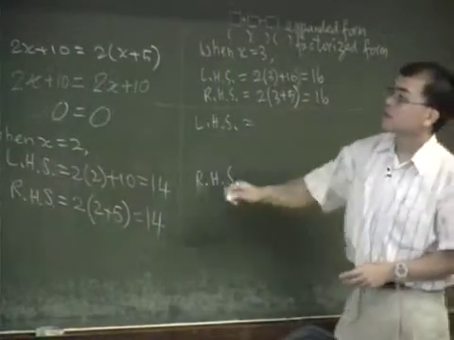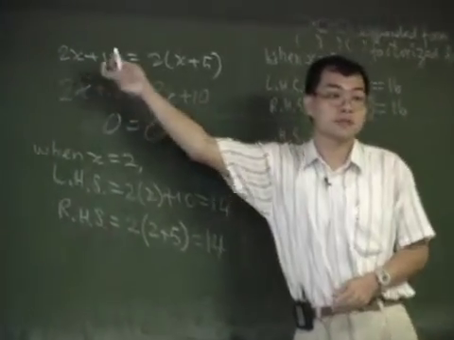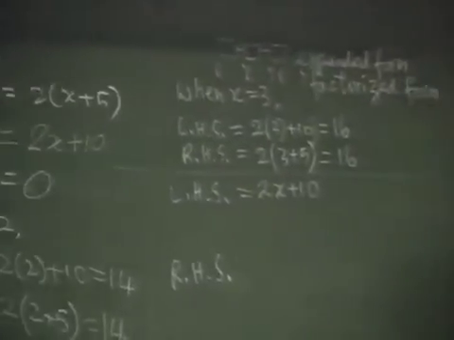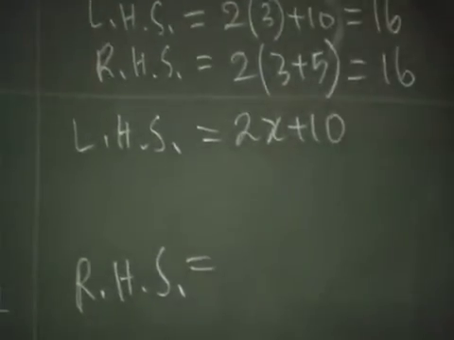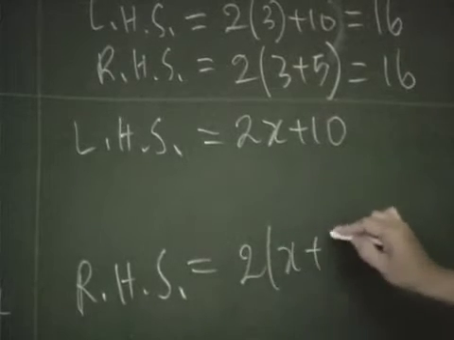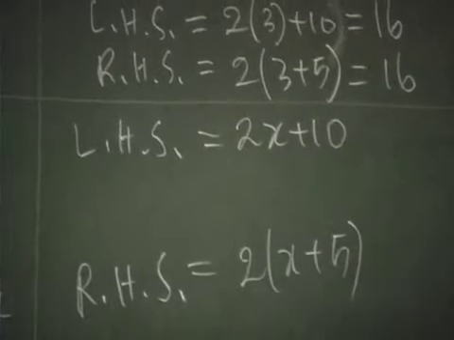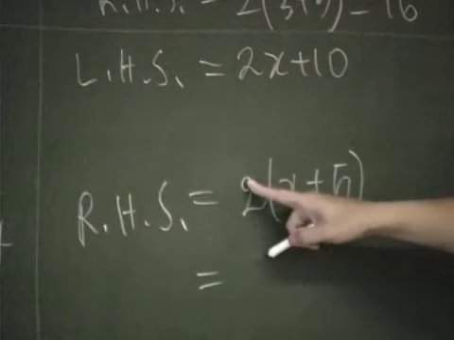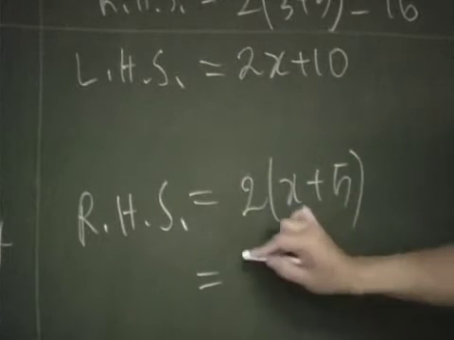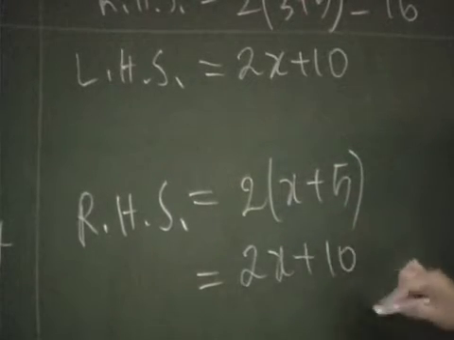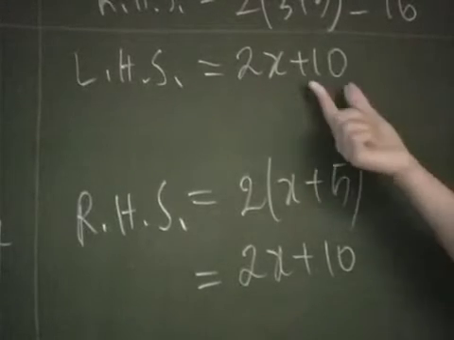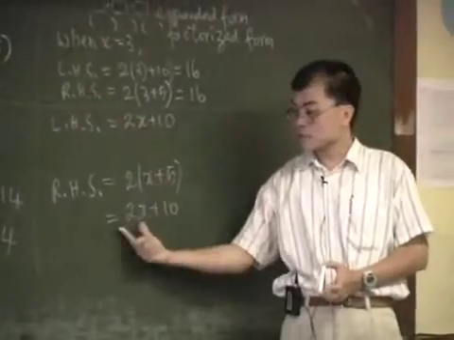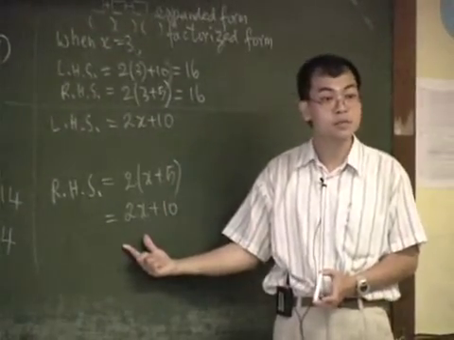Left hand side, is it expanded form? It is already expanded form. 2x plus 10. Right hand side, it is factorized form. What will be the expanded form for right hand side? It will be 2x plus 10. Constant term, both are the same, 10. X term, the same, 2x.